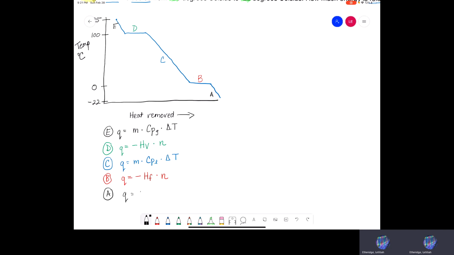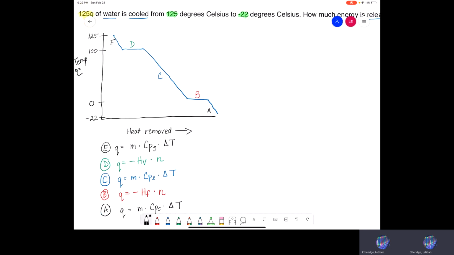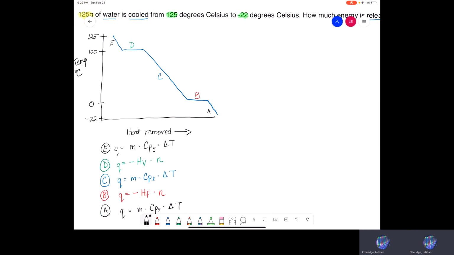So Q equals mass times the specific heat of the state that you're in. In A, we are a solid, so that's going to be S times the change in temperature. Okay, if I'm going a little bit too fast for you, pause the video so that you can keep up with me. Okay, let's do our calculations. We got to do E first.